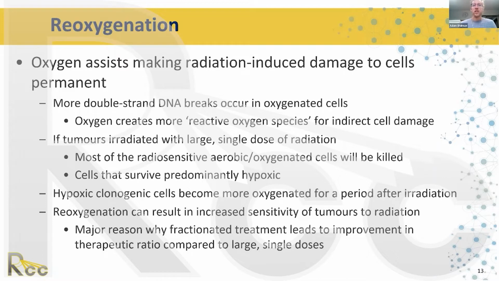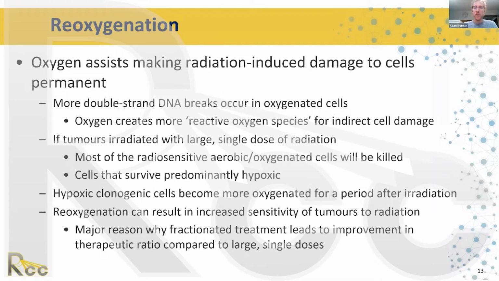Reoxygenation. Oxygen assists in making radiation-induced damage to cells permanent. More double-strand DNA breaks occur in oxygenated cells. Remember those free radicals that we were talking about? A lot of that had to do with oxygen and water. So oxygen creates more reactive oxygen species, these free radicals, for indirect cell damage.